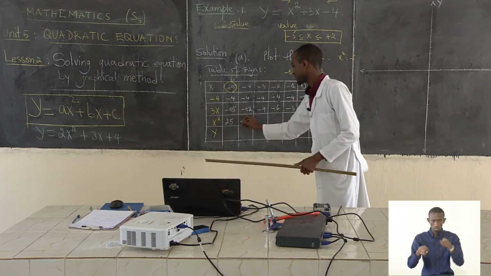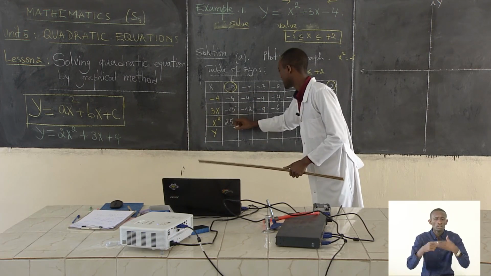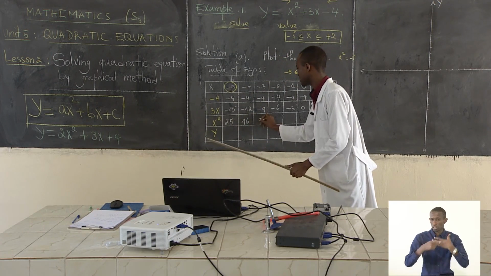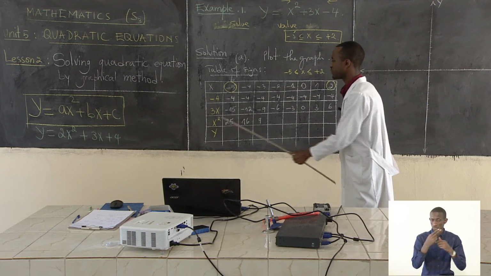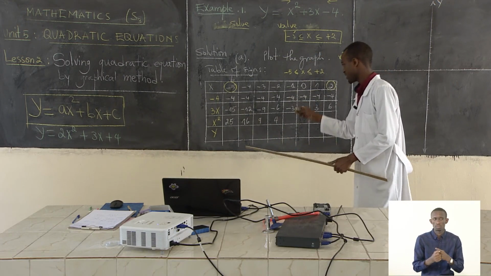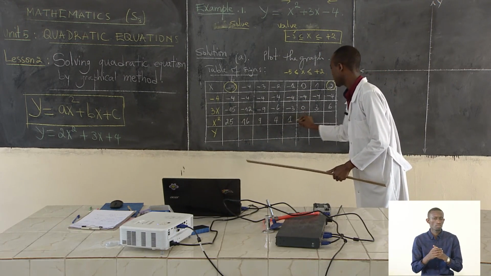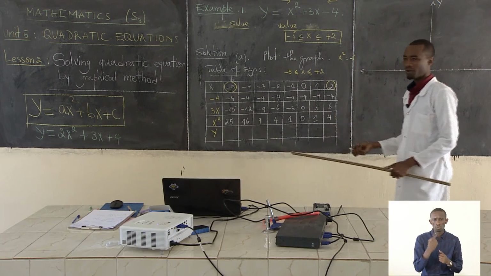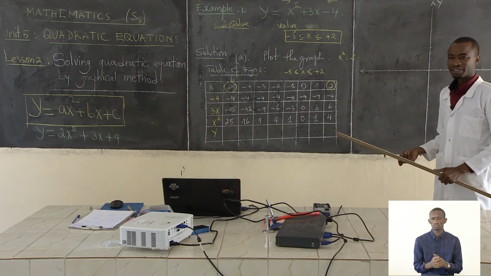-4 squared, it is 16. -3 squared, it's 9. -2 squared, it is 4. -1 squared, it is 1. Here we have 0. Here we have 1. And 2 squared gives 4. Do you see what we get?